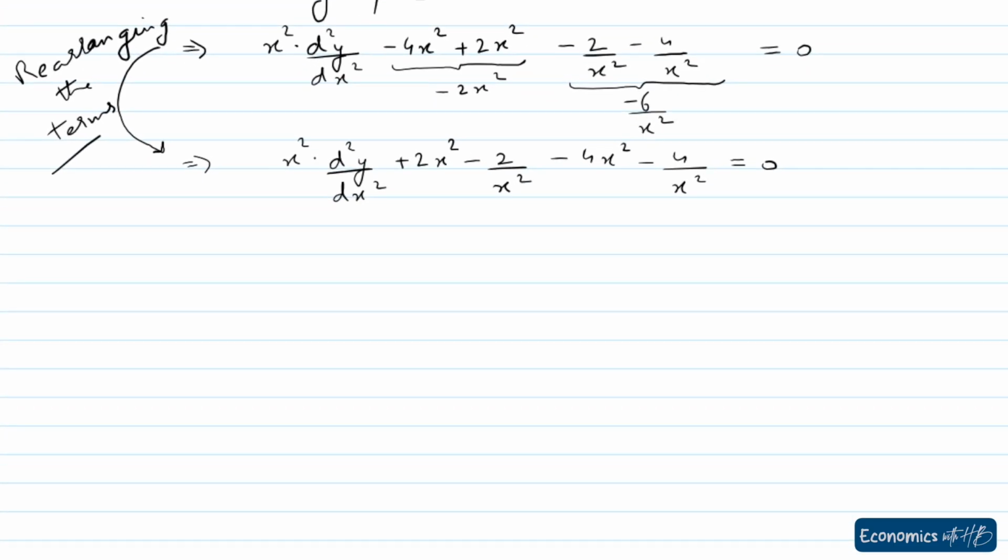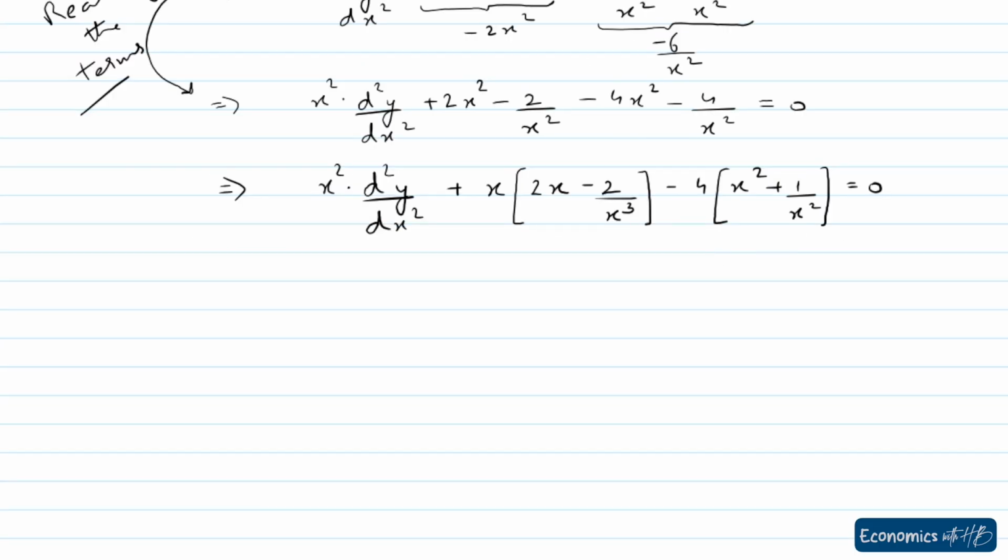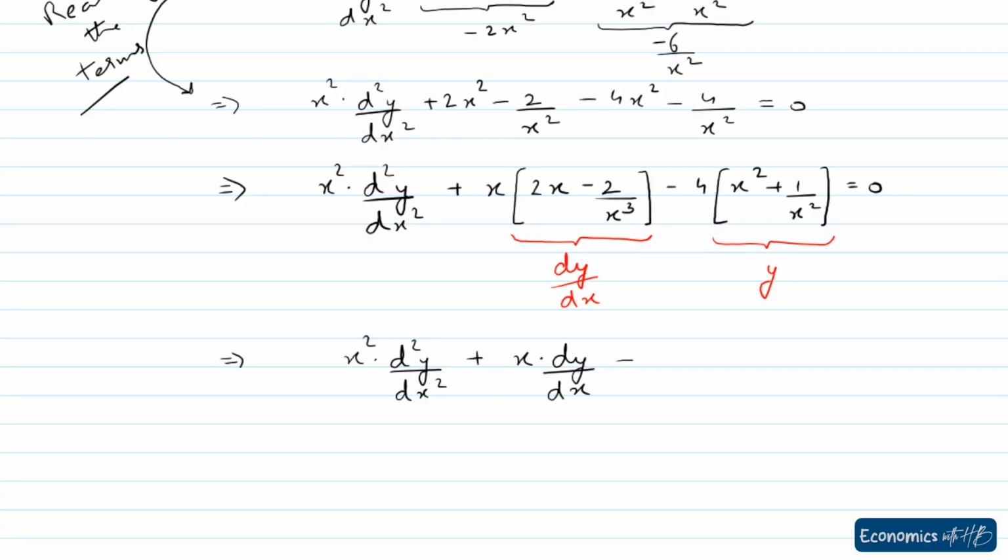We get x square d2y by dx square plus, taking x common outside, we get 2x minus 2 by x cube minus 4 into x square plus 1 by x square is equal to 0. Now if we see, this part is dy by dx and this is the value of y. So substituting these, we get x square d2y by dx square plus x dy by dx minus 4y is equal to 0, which is what we wanted to prove. So it is proved.